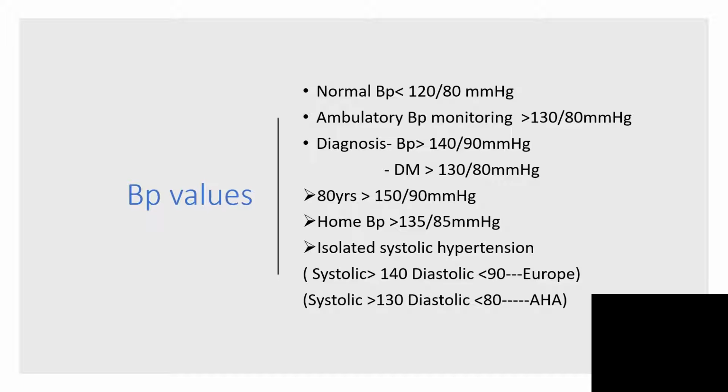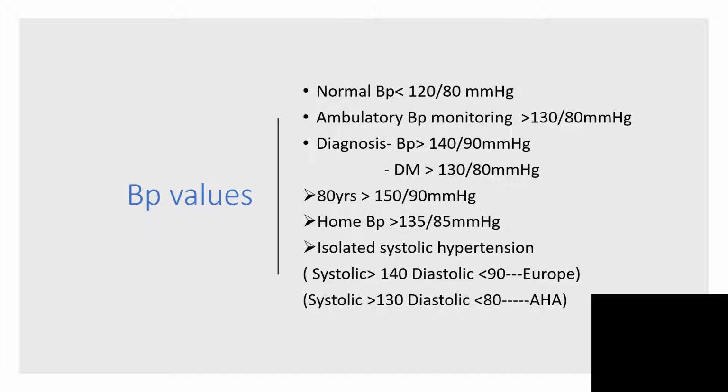And that number does not mean it's going to be extremely low, below 90 over 60. No, that is hypotension. When there's ambulatory blood pressure monitoring, any value greater than 130 millimeters of mercury systolic over 80 millimeters of mercury is not good. The diagnosis is made when the blood pressure is greater than 140 millimeters of mercury over 90 millimeters of mercury.